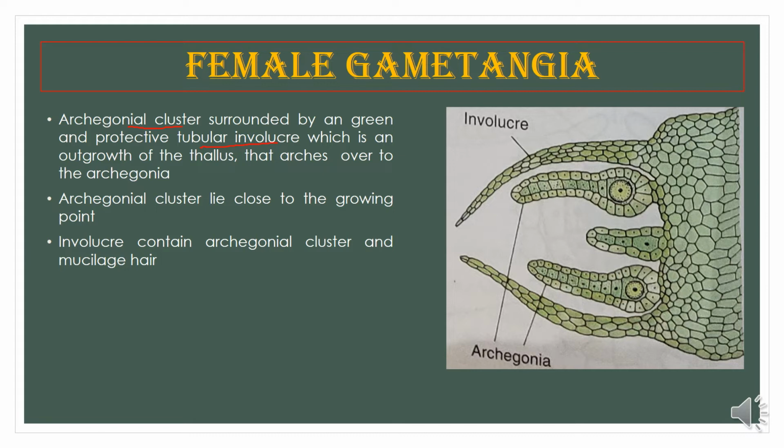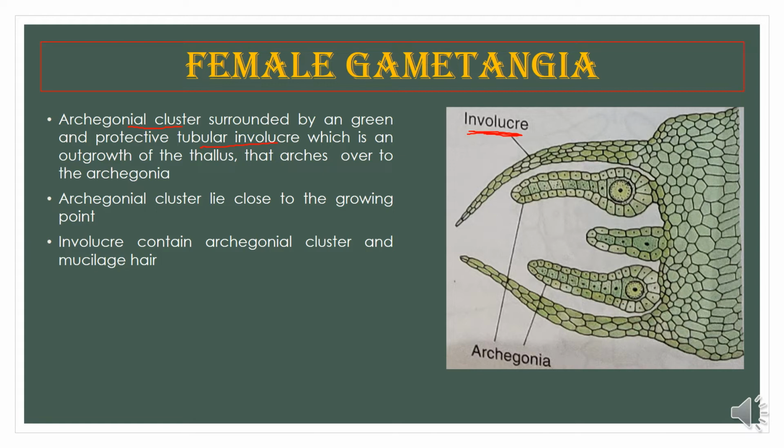Earlier, when we read about the Riccia species, we saw that the archegonia were embedded in the thallus. In Marchantia, the archegonia were borne on an elongated stalk-like structure called the gametophore. But here in Pellia, we see that they are borne very close to the thallus, on the apical region of the thallus, and they are protected by an involucre.